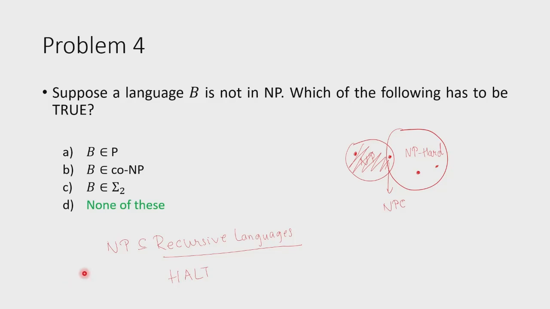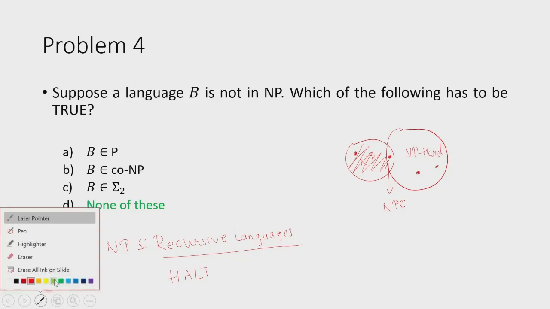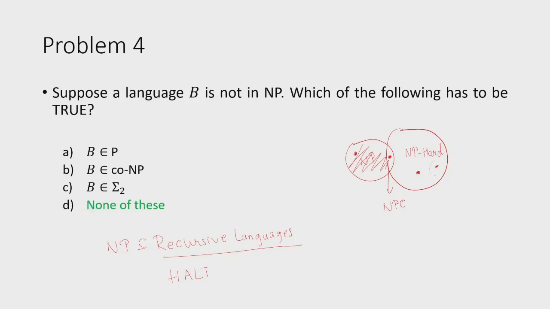Can you repeat this statement, please? So the last thing I said: there certainly do exist some languages which are NP-hard and are harder than all languages in NP. For example, Halt is one such language. Another is any language which is Sigma 2 complete, because if some language is Sigma 2 complete, it would be NP-hard.